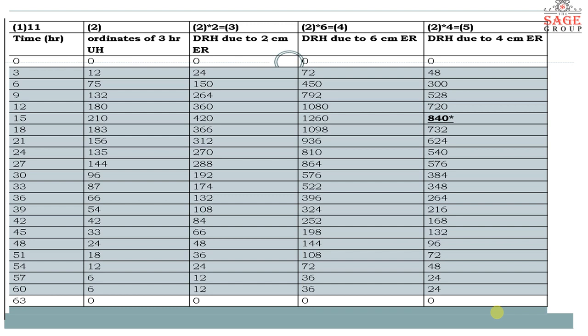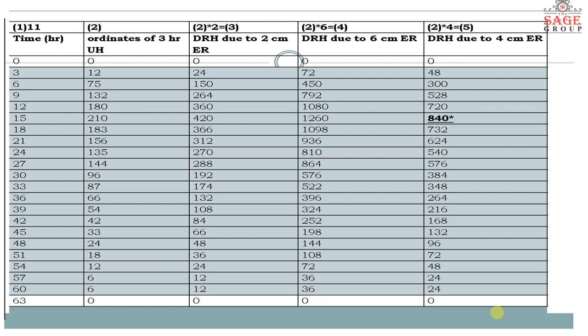So at 0 hour we have 0 meter cube per second of runoff. Then at 3 hours we have 12 meter cube per second. Then at 6 hours we have 75 meter cube per second. Okay, so this value is as it is.